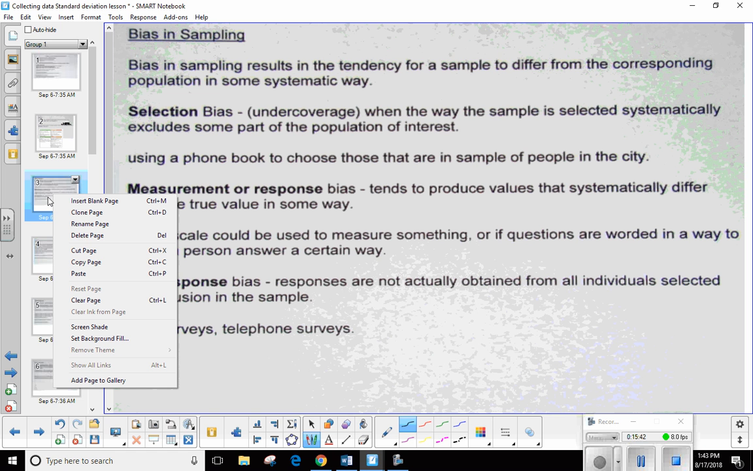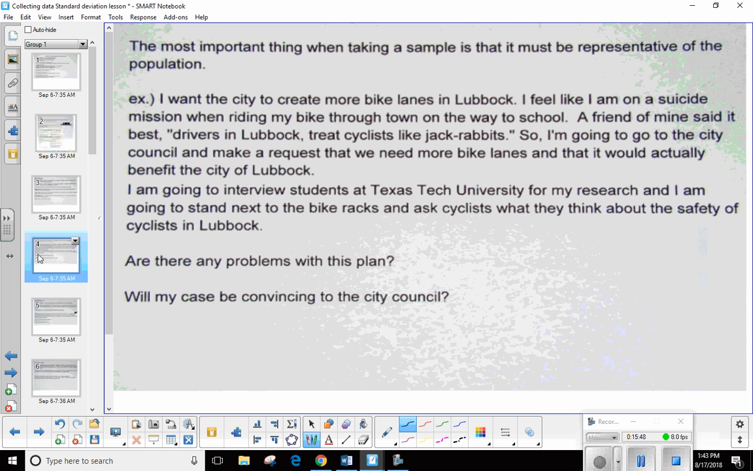I'd say selection, because not only, as we talked about, is he just going to the Tech campus, but he specifically said, what was he going to do? Okay, the cyclist, he's just going to be standing by the bike racks. So even if a student does attend Tech, what if they don't ride their bike? What if they do have a vehicle? Okay, so that's selection bias.